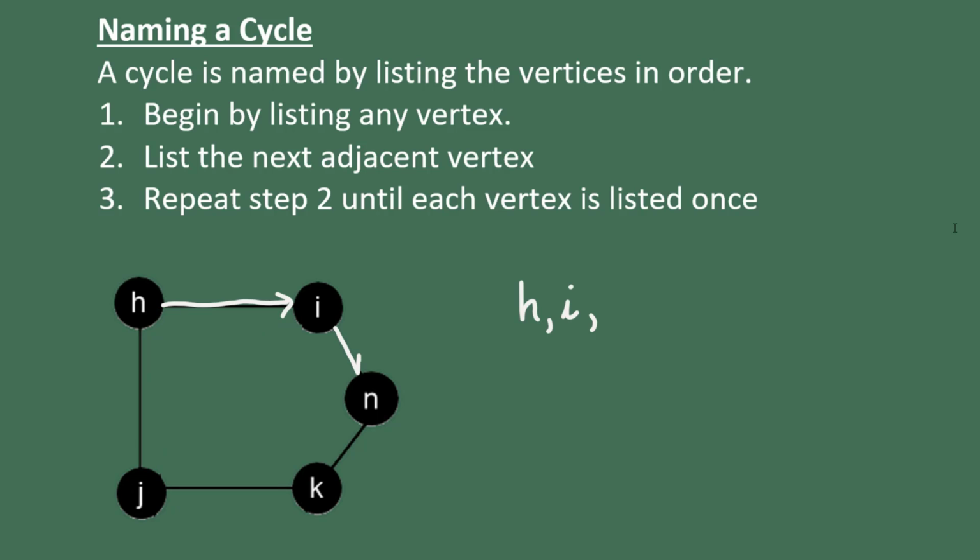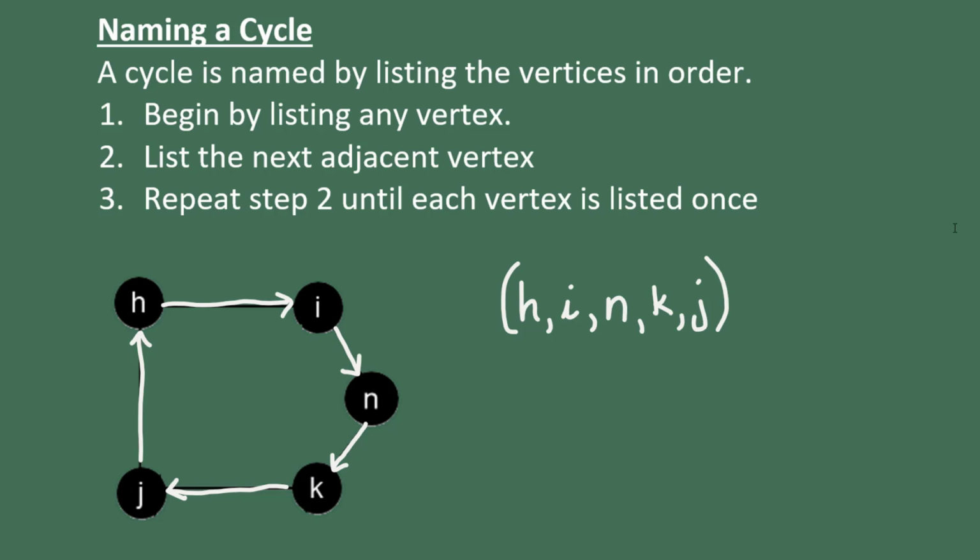Next to I, we have N. Next to N, we have K. Next to K, we have J. And finally, we return to H. We don't list H because it's already been listed. Then we're going to put parentheses around our list of vertices that are separated by commas, and we have one of the many names for this cycle.